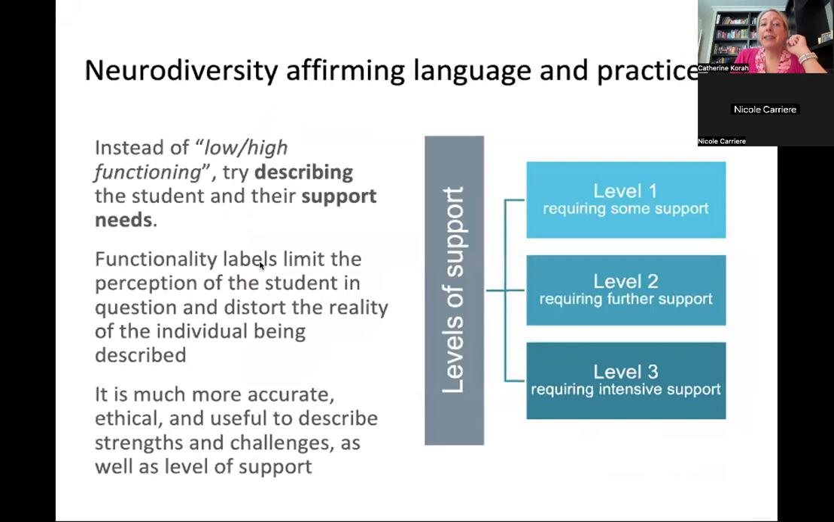So functionality labels limit the perception of the student in question and distort the reality of the individual being described. So it's not whether they are high functioning or low functioning, it's about what support they need in order to be successful. And this is more positive, supportive language. It is more accurate, ethical, and useful to describe strengths and challenges, as well as the level of support, rather than focusing on high and low functioning.